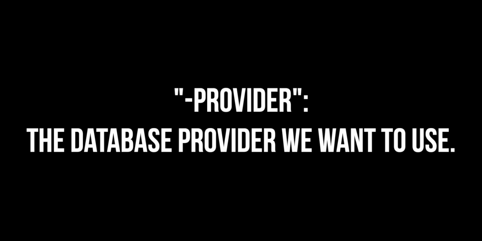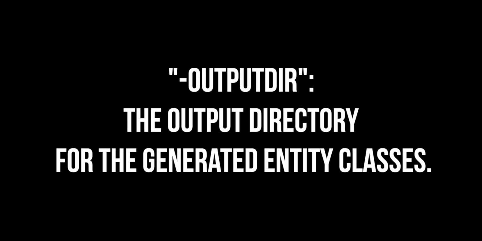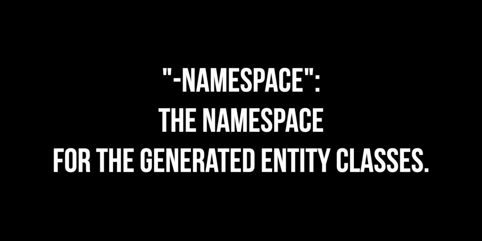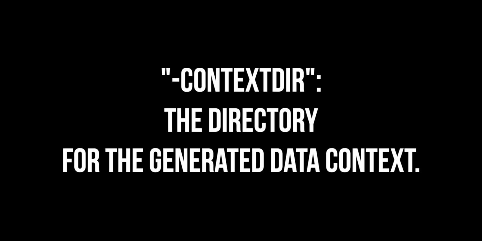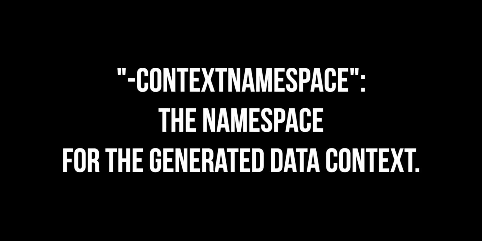Provider specifies the database provider we want to use. Because I'm using SQL Server, I specify the SQL Server provider. Output dir specifies the output directory for the generated entity classes. In my case, I'll put them at the root of the domain project. Namespace specifies the namespace of the generated entity classes. If you don't specify a namespace, EF Core will use the namespace of the startup project. Context dir specifies the directory for the generated data context. And context namespace specifies the namespace for the generated data context.